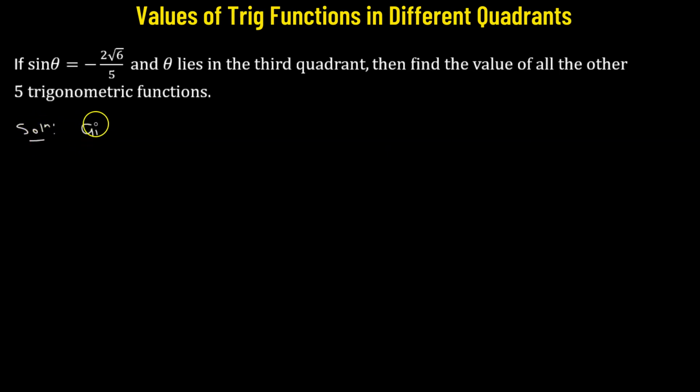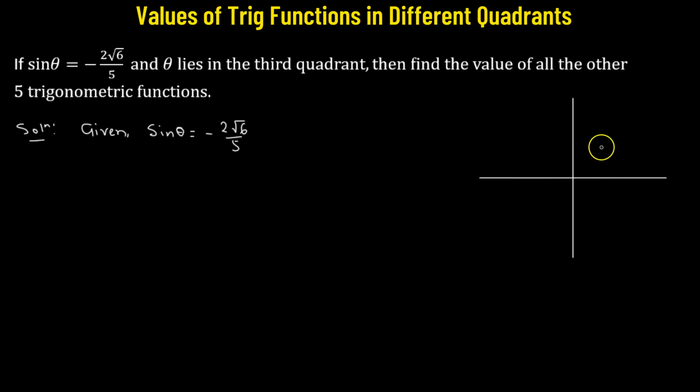Here we are given the value of sine theta. So sine theta equals negative 2 times square root of 6 over 5. Let's verify whether this value is correct or not, that is, whether the sign is correct. For this, we need to understand the sign convention in each of the 4 quadrants. We're going to go in the anti-clockwise fashion. This is our first quadrant, followed by the second quadrant, third quadrant, and the fourth quadrant.